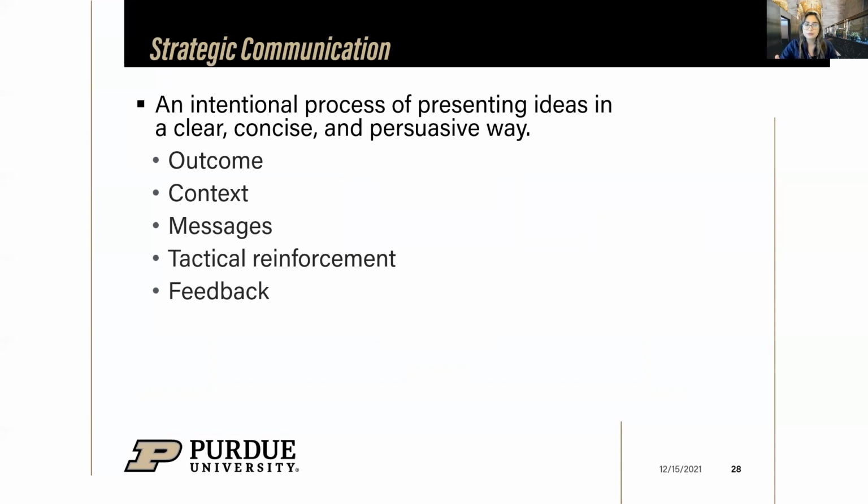Now, for this type of communication to occur, again, you need to keep an eye on the ultimate outcome of that communication. You need to provide a context for that communication. You need to have that message directly delivered to your employees so that it reaches them in the most pure form as it was intended. And then the tactical reinforcement and taking into consideration the feedback. It's always a good idea to ask for feedback from your employees whenever you're talking about any sort of communication.